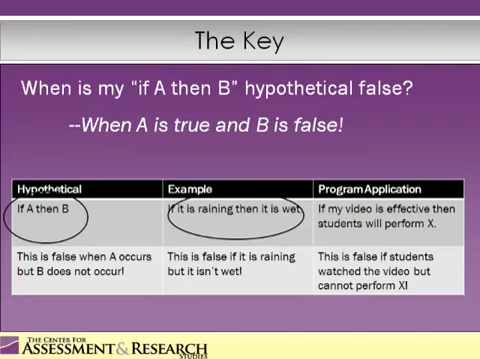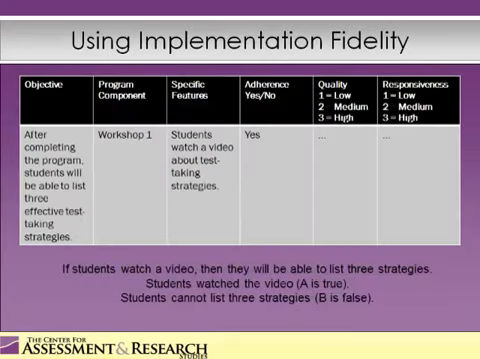With respect to a program, how might this work? Well, if my video is effective, then students will perform X. And what conditions would make this statement false? This is false if students watch the video, but they can't perform X. So we may connect this again to information about implementation fidelity. And if you want to know more information about that, you are more than welcome to see our other presentation.